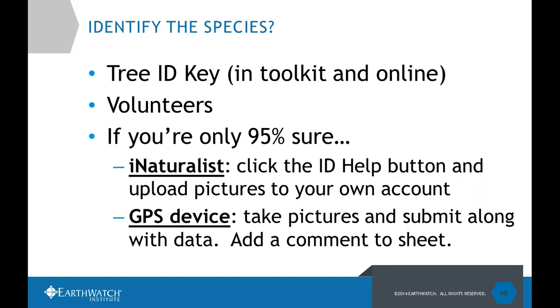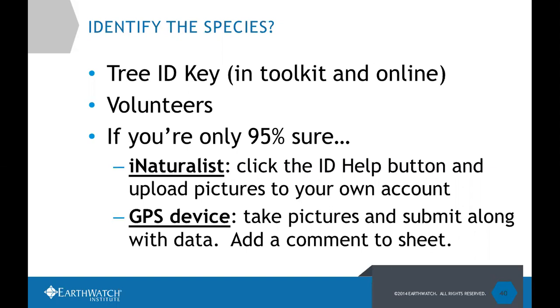Another resource is for when you're looking at a tree and you're 95% sure it's a species that we're looking for, but you really need some help making that definitive call. If you're using iNaturalist, which is very convenient because you can take pictures, you can click the ID help button. The pictures are being uploaded to your own account, and there's a whole community of people who can confirm that identification for you, and we'll take a look at it ourselves as well.